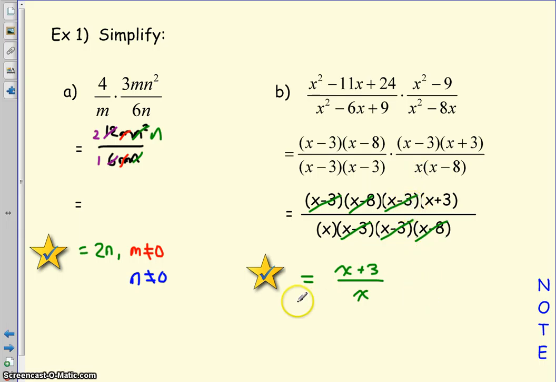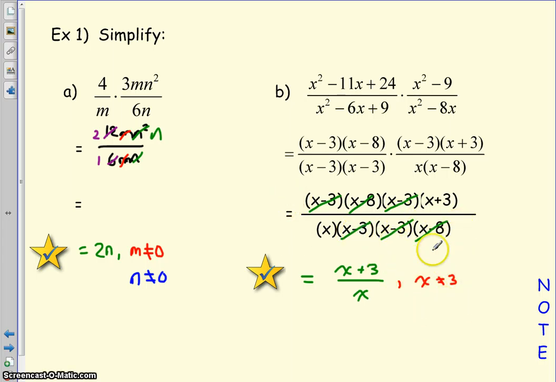So again, let's take a look. Anything that was originally the denominator could be a restriction. So you can see here we had x minus 3 in the denominator, and they canceled out, and there's no x minus 3 in the denominator of the final answer. So this tells us that we have a restriction that x cannot be equal to 3. Because if x was 3, this bracket would be 0, which makes the entire denominator 0, and as we know, we can't divide by 0.